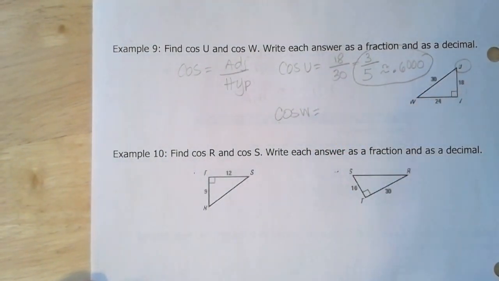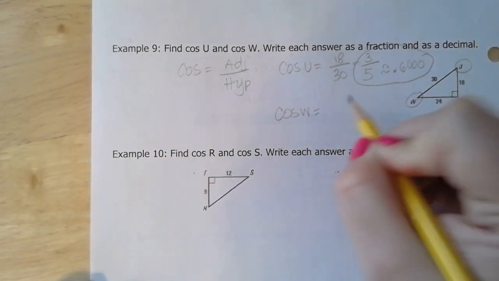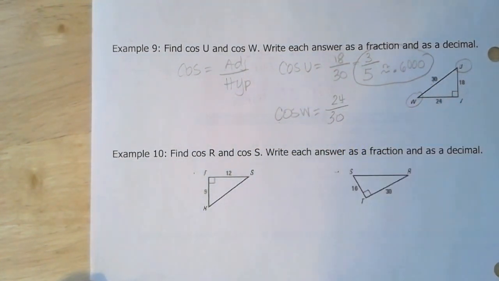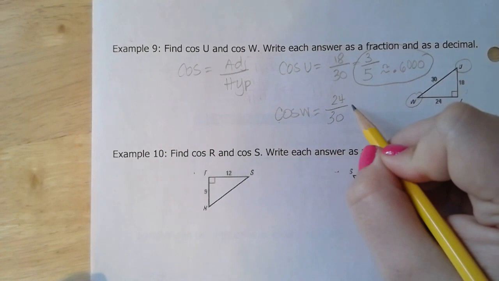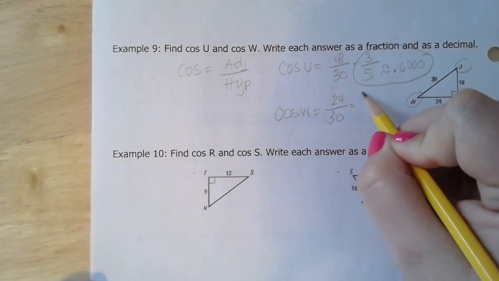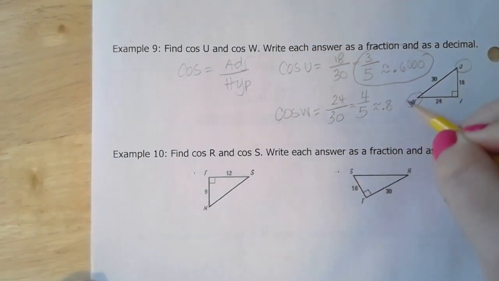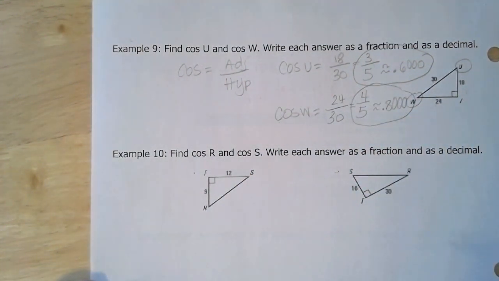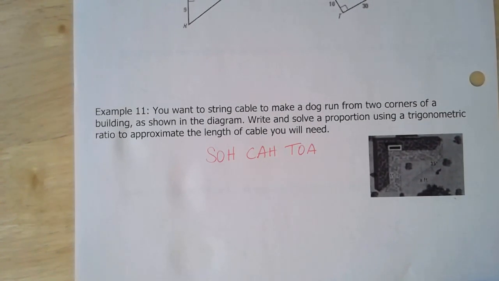Cosine of W, adjacent is what's right next to, 24 over my hypotenuse, which is 30. So 24 over 30, you can simplify. 6 goes into both again. So it would be 4 over 5, which is 0.8. And write it with 4 decimals. So it's 0.8000. Example 10 is the same exact concept. I want to look at example 11 since you have to calculate lengths here.